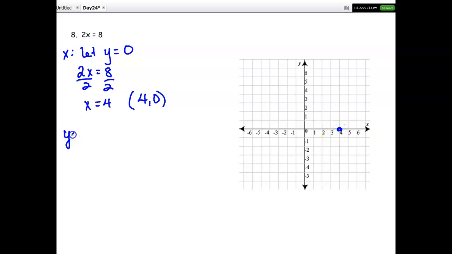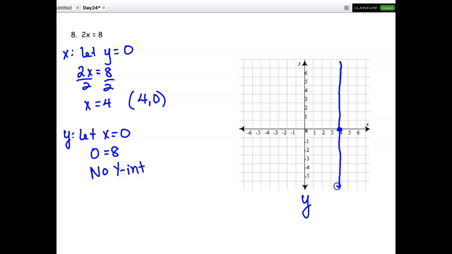But for a y-intercept, when we let our x be 0, we're left with 0 is equal to 8. Well, that's a false statement, so we know there's no y-intercept. So since there's no y-intercept, we're never going to cross this y-axis, and the only way we can do that is if we have a vertical line. So in that case, it's going to be a vertical line with no y-intercept, and this would be the x-intercept here.